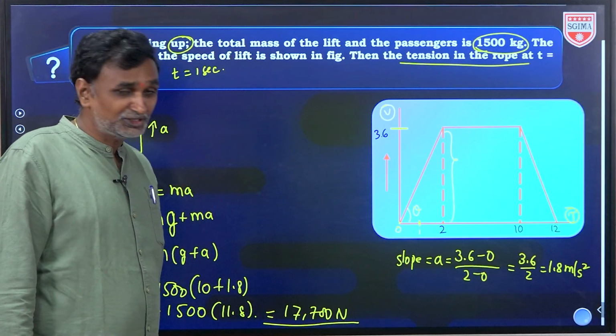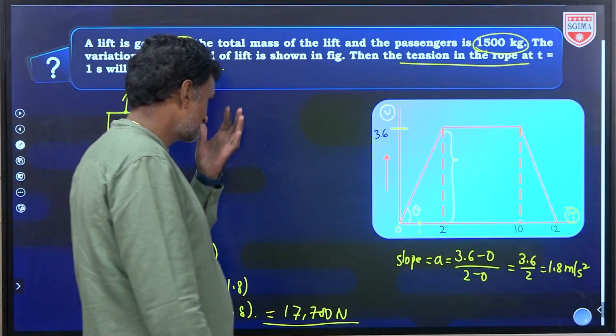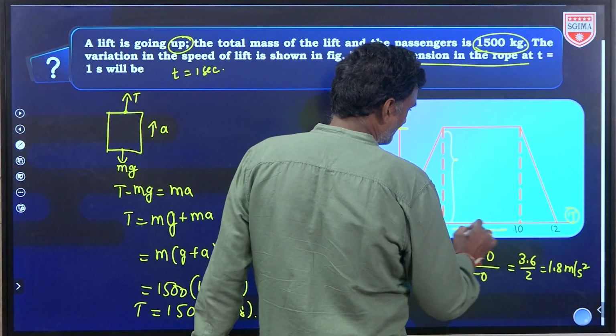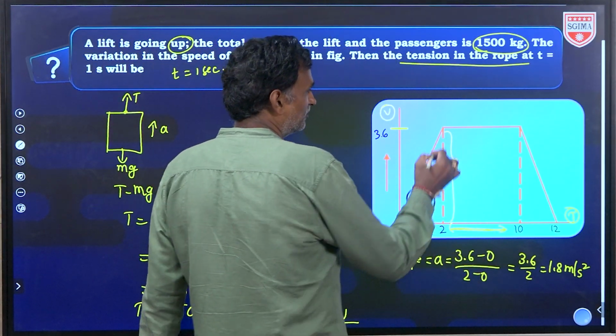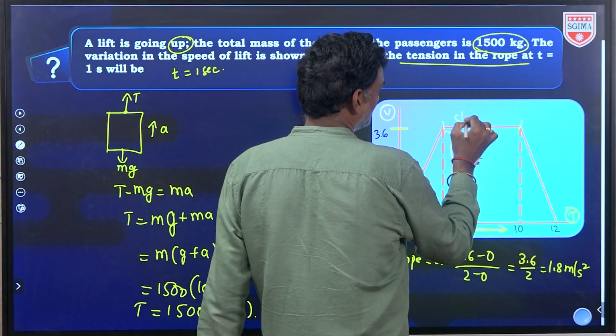In the same question, suppose the time duration is changed and they ask between 2 to 10 seconds. What is the slope of this line? It is 0.